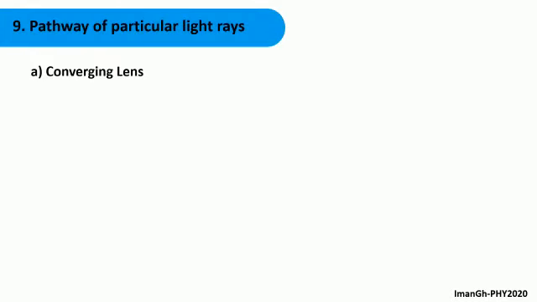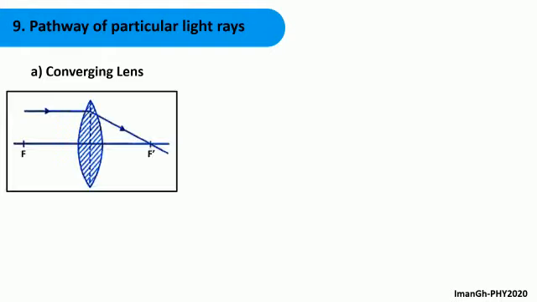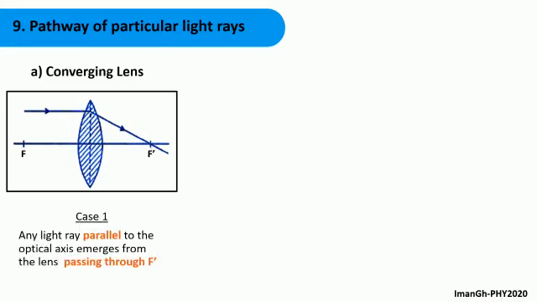Now we will discuss the pathway of different light rays after hitting a converging lens. Notice in the first case how the incident light ray is parallel to the optical axis X'X. This incident light ray will leave the converging lens passing through F'. So, any light ray parallel to the optical axis emerges or leaves the lens passing through F'.